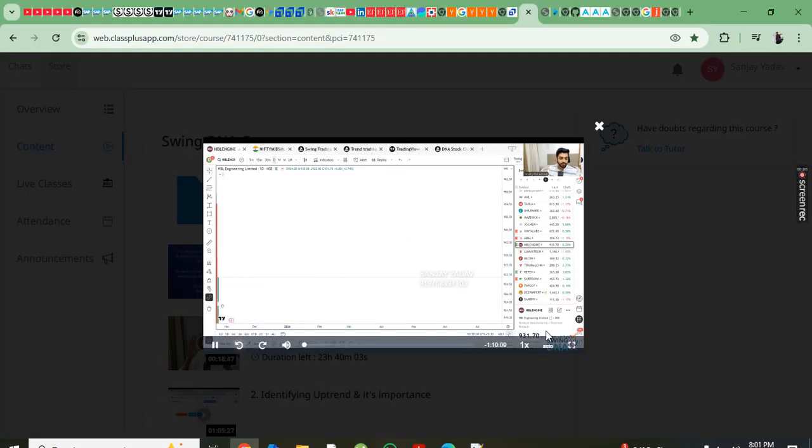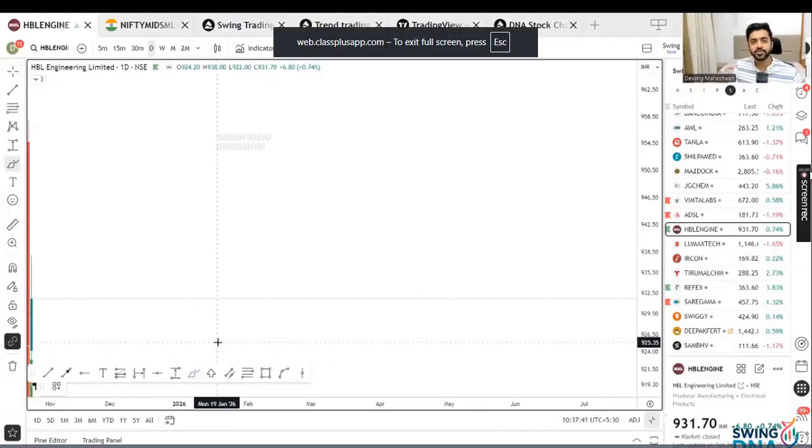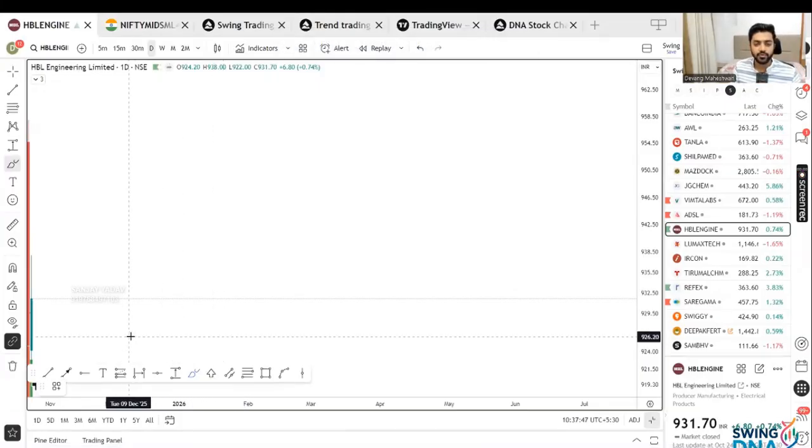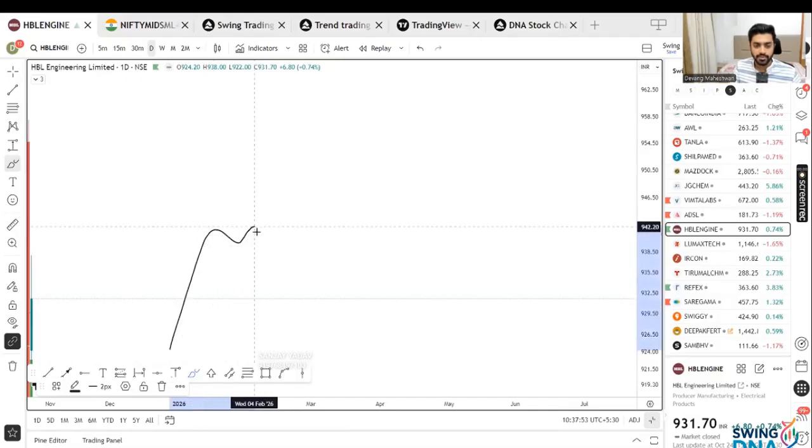So in the last two sessions, we understood about uptrend and then we understood about base. Typically, when you want to trade a stock, it should be in an uptrend. That is the first step. So, for example, this is the overall price movement.